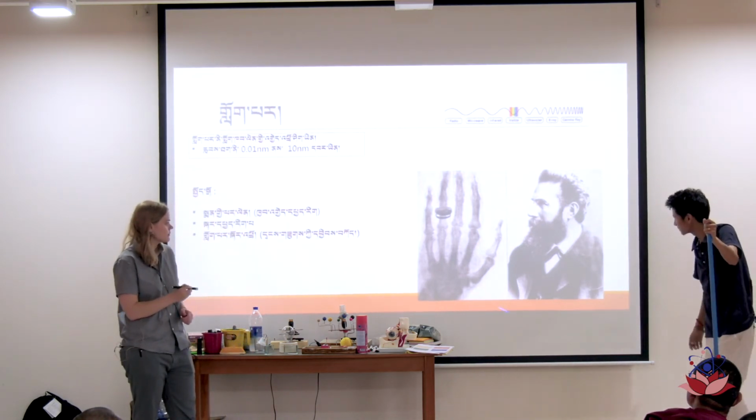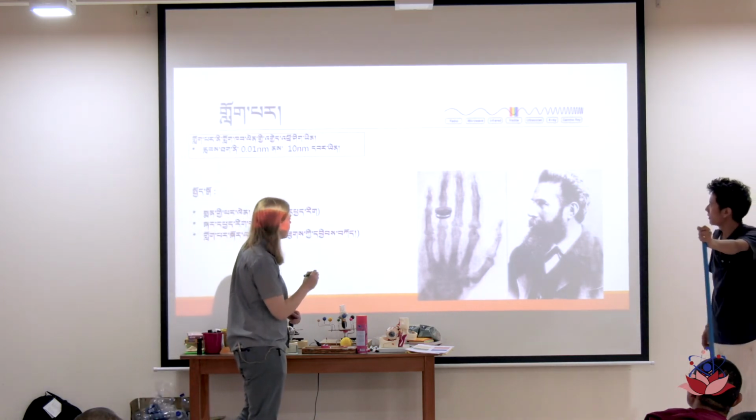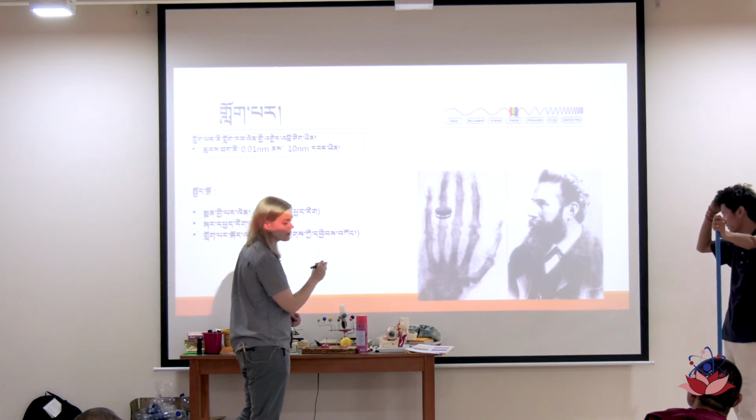So this is the inventor of the X-ray, Röntgen, and this is one of the first X-rays of his wife's hand, and you can see her wedding ring.